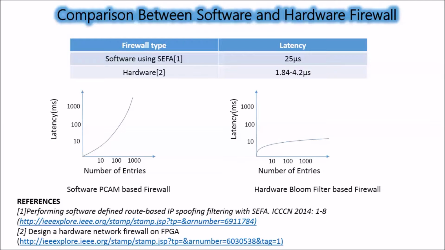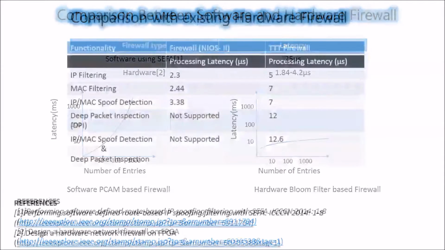Whereas for a hardware Bloom filter based firewall, the complexity is O(1), which means that the latency remains more or less the same irrespective of the number of entries.